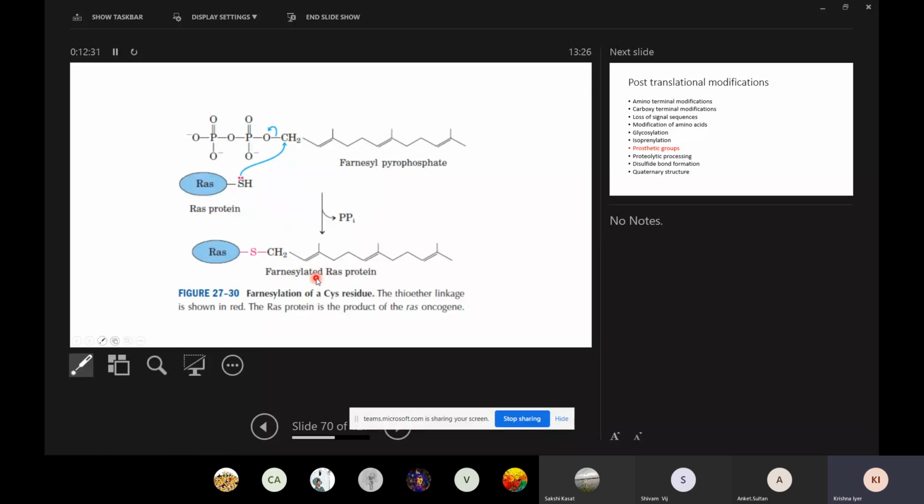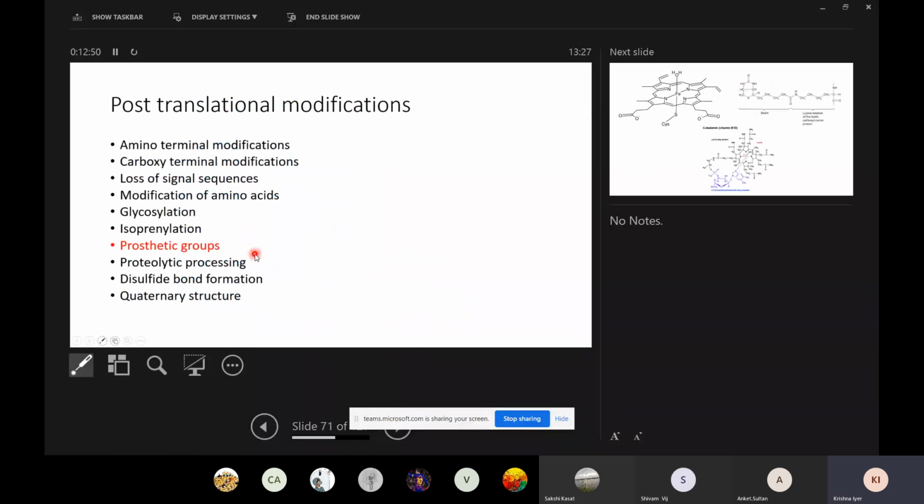Sometimes entities like ubiquitin also bind. You get ubiquitinylation, as they call it. So all these are modifications where you have a long chain of hydrophobic carbons attached to the protein. They also play a role in signaling and directing the proteins. The other modification is addition of prosthetic groups.